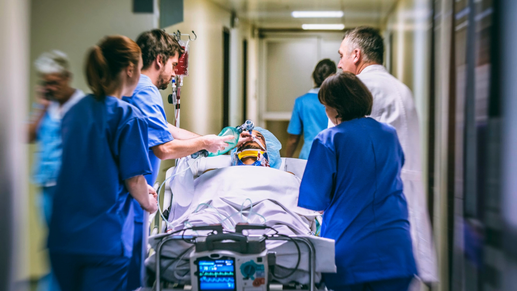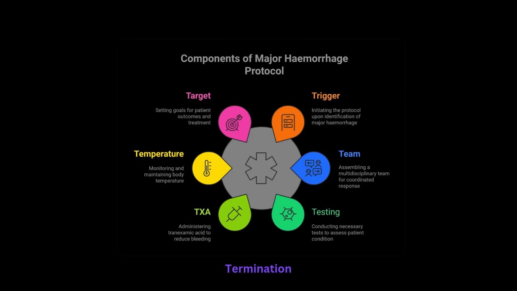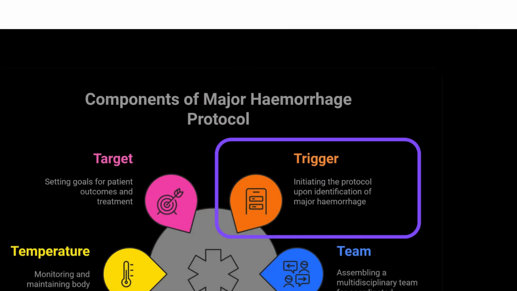Major Hemorrhage Protocol. From the information given, it's clear that he is in hemorrhagic shock. This situation is critical. This is where the Major Hemorrhage Protocol or MHP comes into play. I will walk you through this protocol using a simple framework called the 7 T's. This will help you remember each key step in managing a major hemorrhage effectively. Let's dive in. The first T is triggering the protocol.